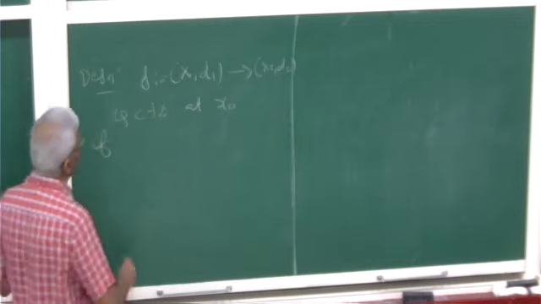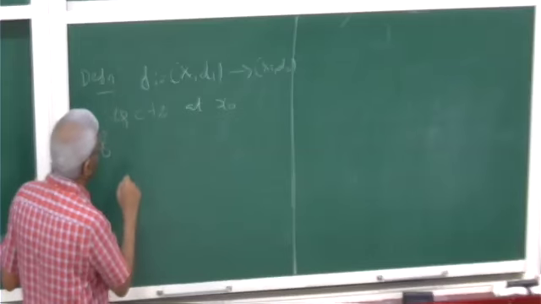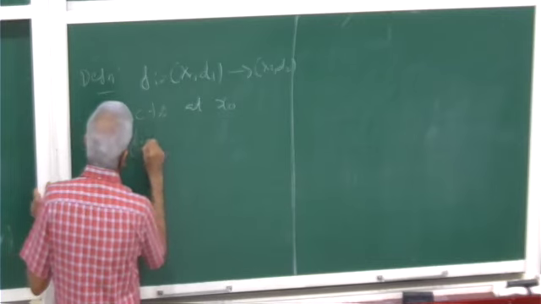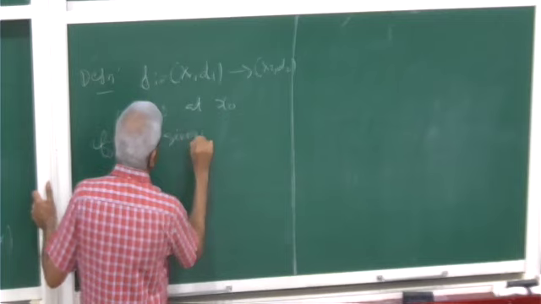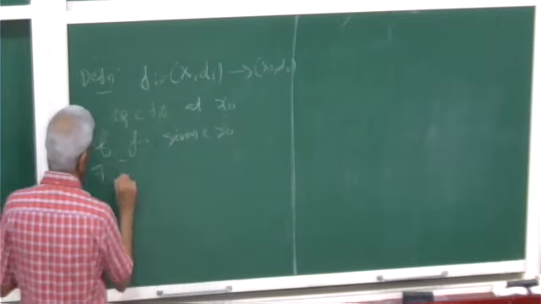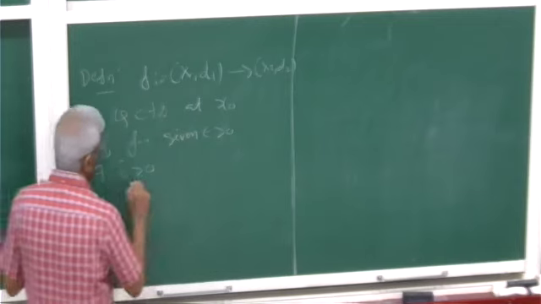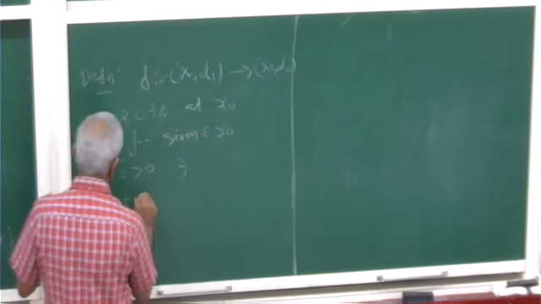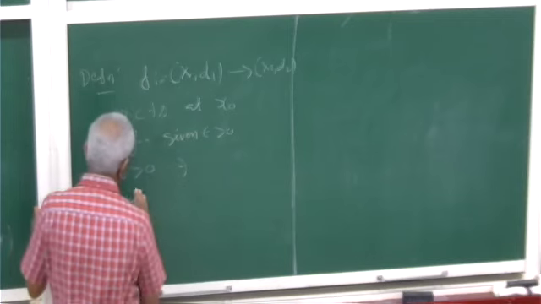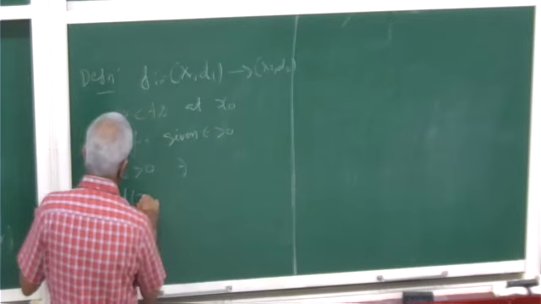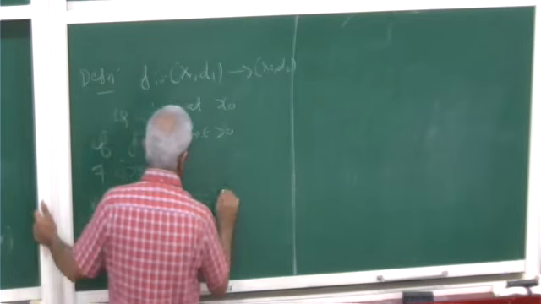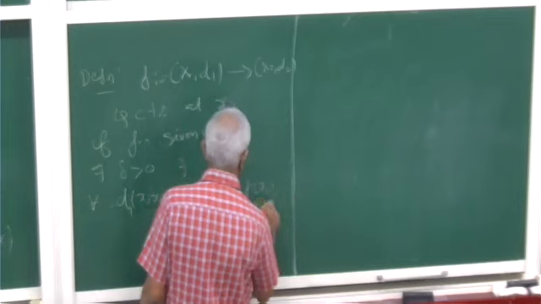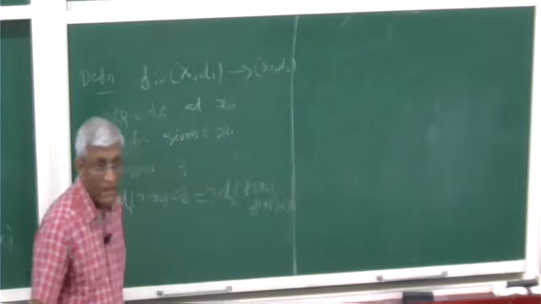So this is continuous at x0. Okay. For a given epsilon greater than 0, there exists a delta greater than 0. So this delta will depend on the epsilon, such that for all x, d1 of x naught, x less than delta will imply d2 of f of x naught, f of x is less than epsilon. Okay.